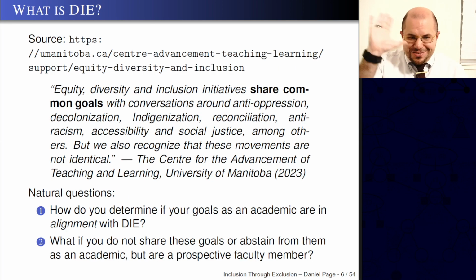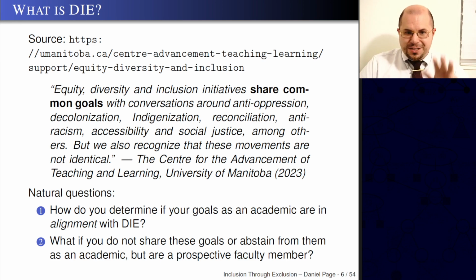So you notice there's a lot of ambiguous language or simplified terms. Here's what you should actually be paying attention to, from the remaining part of the paragraph. It says equity, diversity, and inclusion initiatives share common goals with conversations around anti-oppression, decolonization, indigenization, reconciliation, anti-racism, accessibility, and social justice. Do note the lack of comma there. That means accessibility and social justice, among others. So it is not simply that you get to determine whatever diversity means. It shares common goals with all of these socio-political movements and some very specific ideological ones.